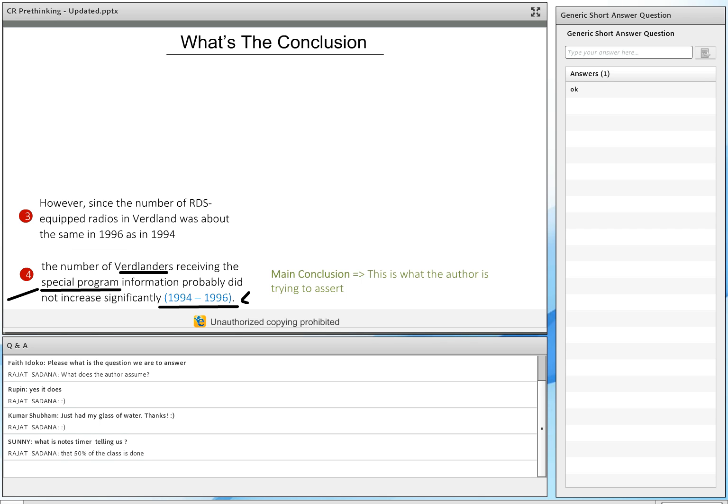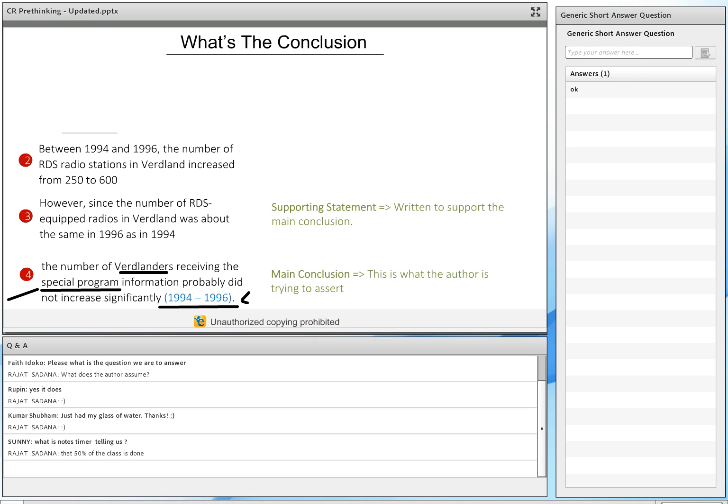All right, so what does the author say? He says there are two things that happened between 94 and 96. The number of RDS equipped radios remained the same. These are the radios that people have in their houses, which is the radios used to receive special programs. They remained the same in 96 as they were in 94. And the number of transmitting stations increased a whole lot between 94 and 96. They went up from 250 to 600.